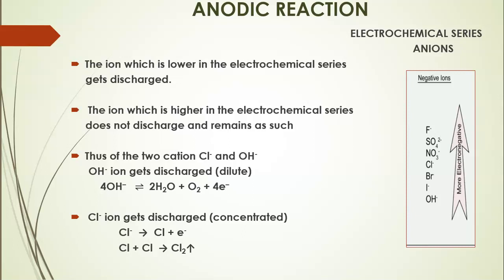Thus, in the electrolysis of aqueous sodium chloride, hydrogen is formed at the cathode while oxygen is formed at the anode when the electrolyte is dilute, and chlorine is formed when the electrolyte is concentrated. Let us see how we can write it.